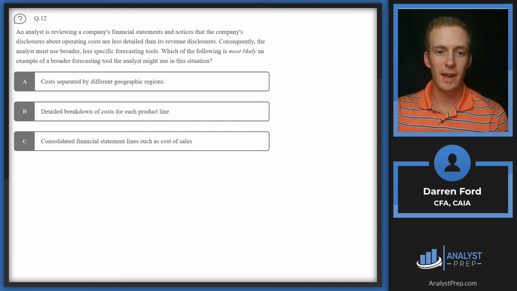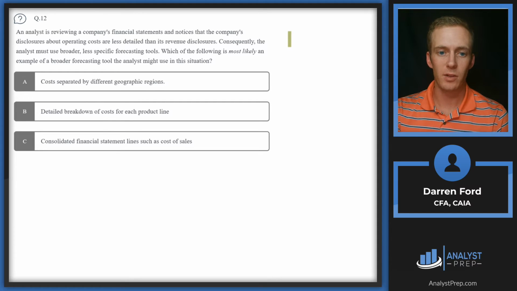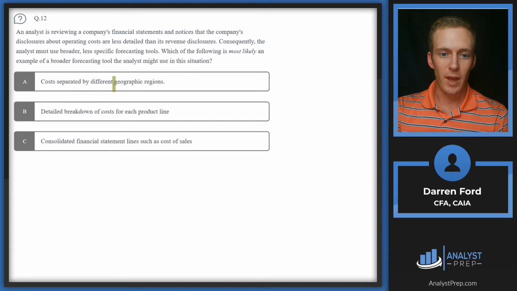Question 12. An analyst is reviewing a company's financial statements and notices that the company's disclosures about operating costs are less detailed than its revenue disclosures. Consequently, the analyst must use broader, less specific forecasting tools. Which of the following is most likely an example of a broader forecasting tool the analyst might use in this situation? So we've got A, costs separated by different geographic regions, B, detailed breakdown of costs for each product line, and C, consolidated financial statement lines such as cost of sales.